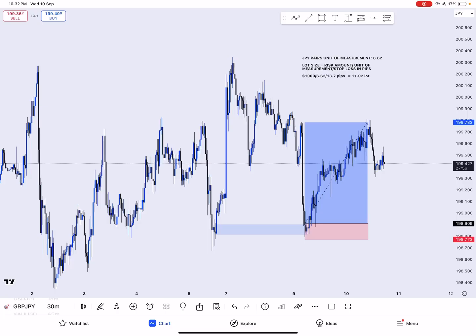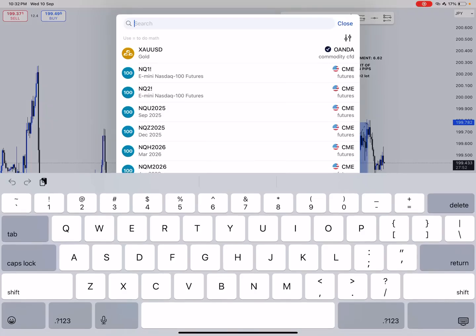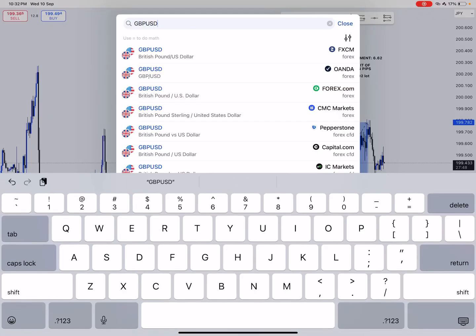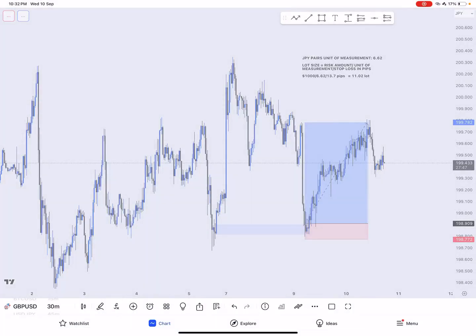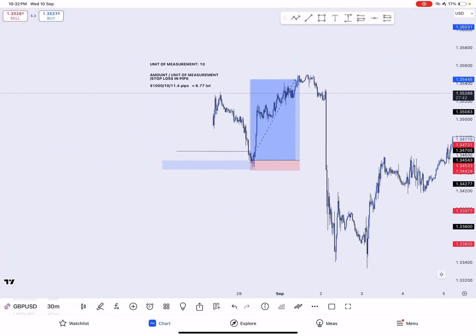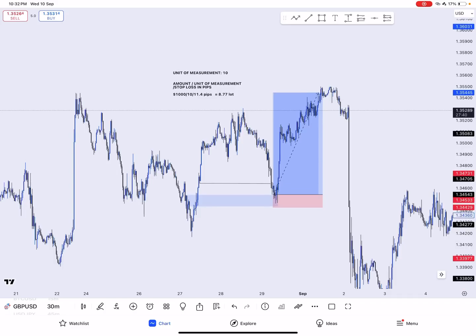Now, after we are done with JPY pairs, the other category I want to look at is the USD pairs, like GBP USD, Euro USD, AUD USD. I will only use GBP USD for this example, but it's the same with other USD pairs. If you are using GBP USD, the unit of measurement of GBP USD and all these other USD pairs like AUD USD, Euro USD is 10. It's all fixed at 10.